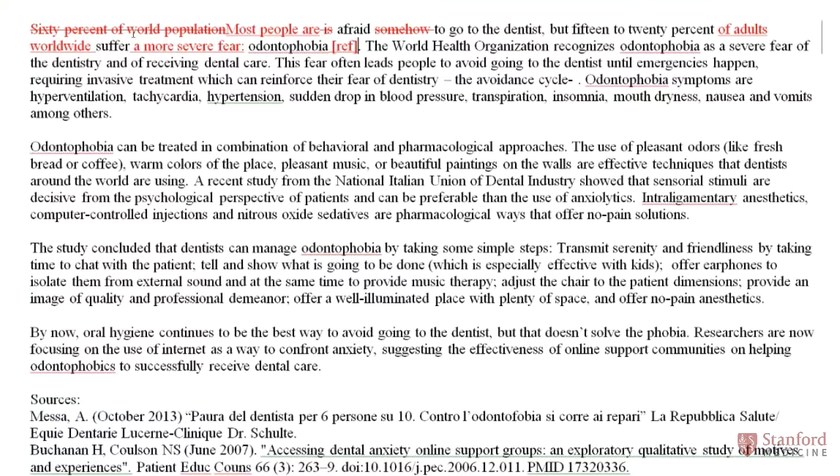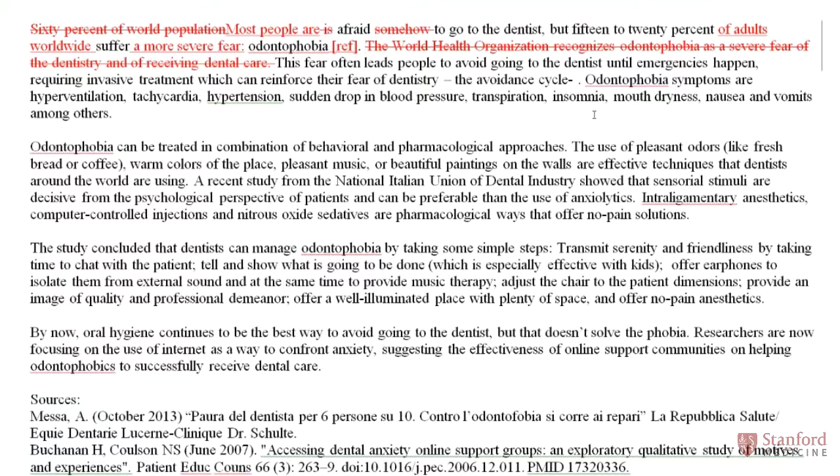I'm actually going to delete this next sentence about the World Health Organization recognizing it as this severe fear. I've already said what it is, that it's a severe fear in the first sentence. I don't think we need a separate sentence for that. The main thing that the author is trying to achieve in this first paragraph, I think, is to differentiate for the reader, which is very important. What's the difference between just having a normal fear of the dentist and having odontophobia, which is this more severe fear? What's the line between those two things?